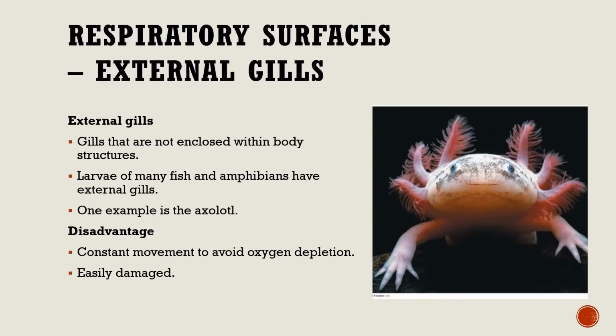Now, we're going to talk about external gills. External gills are gills that are not enclosed within body structures. Larvae of many fishes and amphibians have external gills. One example is the axolotl. The disadvantage of having external gills is that the gills need constant movement to avoid oxygen depletion, and also they are easily damaged.